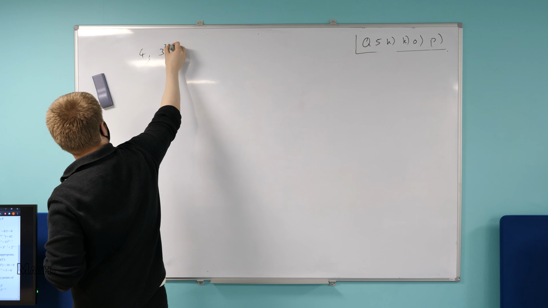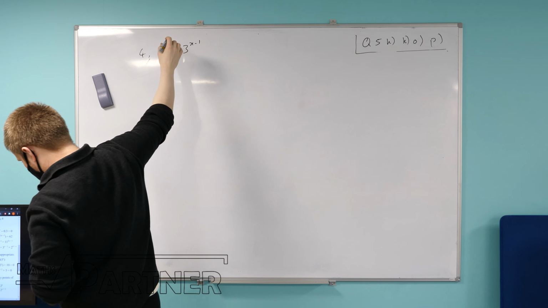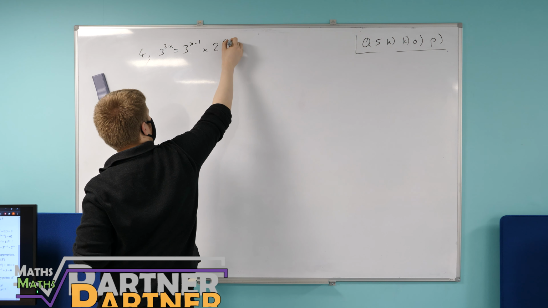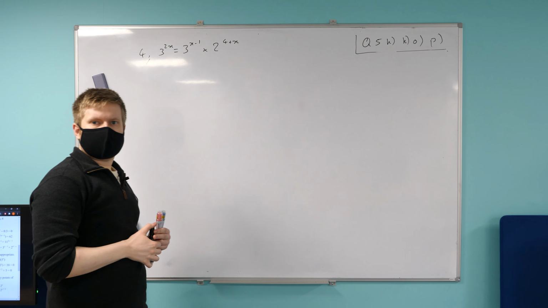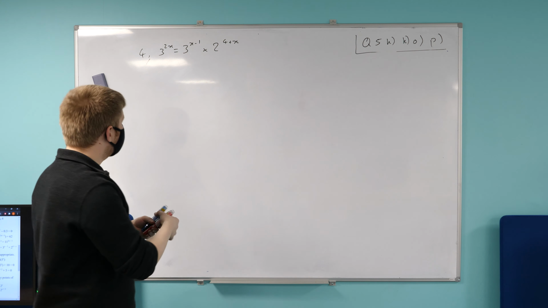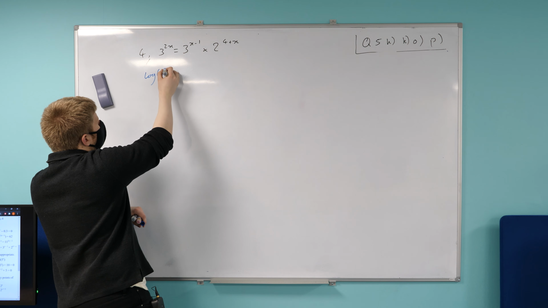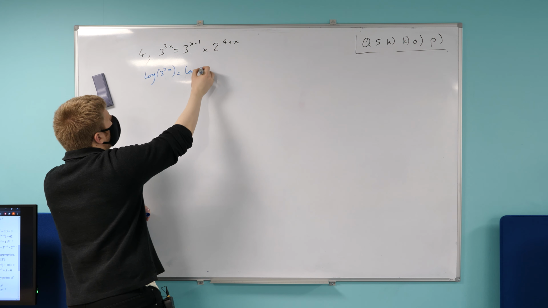3 to the power of 2x equals 3 to the power of x minus 1 multiplied by 2 to the power of 4 plus x. Okay, so where did you start with this? Equals log 3x minus 1 multiplied by log 2, 4.